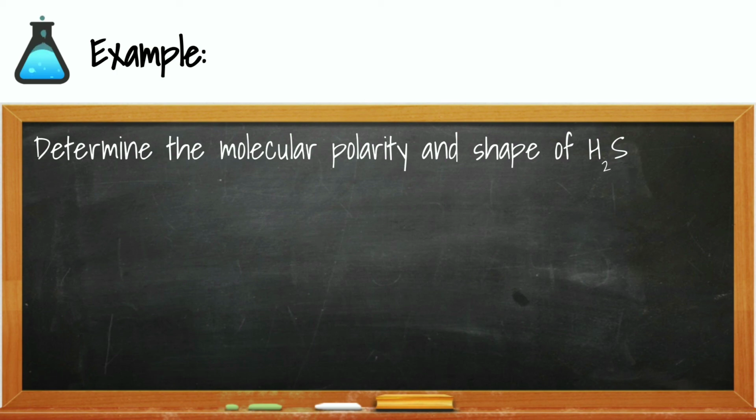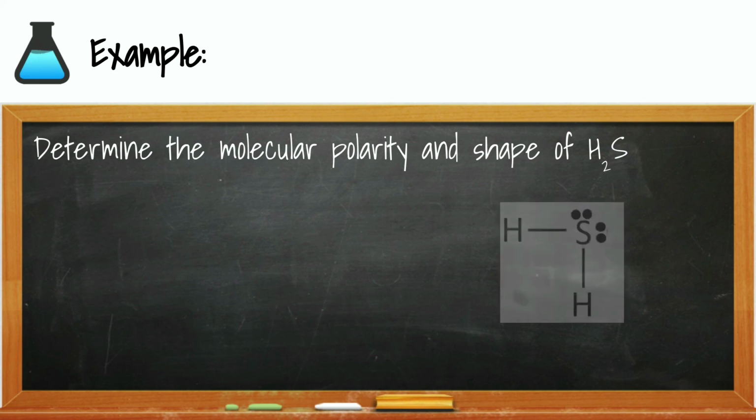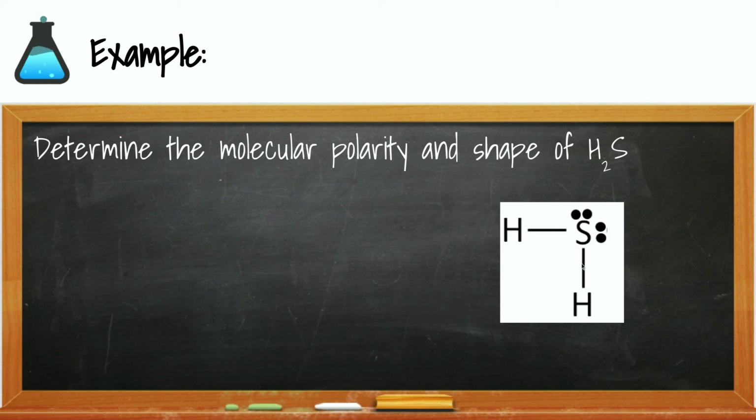Now, if we draw out the Lewis dot structure of our asymmetric and polar molecule, what we can see is that there are 2 bonding groups around the sulfur and 2 pairs of lone electrons. That gives this molecule its bent shape. So dihydrogen monosulfide is bent, asymmetric, and polar.